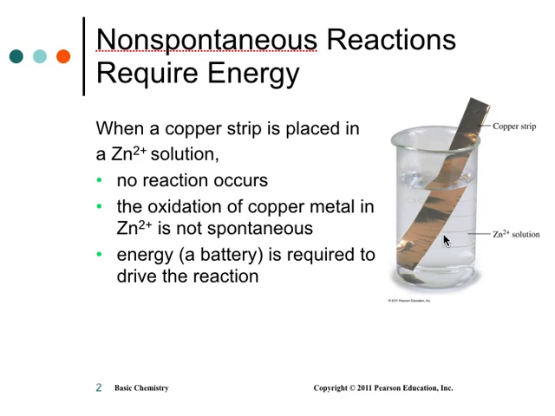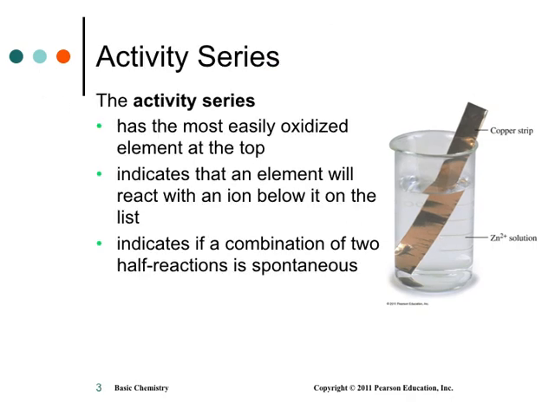Okay, if you want to drive the reaction, so if you want a zinc plate copper, then you're going to have to put energy into it. You're going to have to add electricity rather than get it. So the activity series has the most easily oxidized at the top of it, and the less oxidized at the bottom. Okay, indicates which element will react with the ion below it on the series.